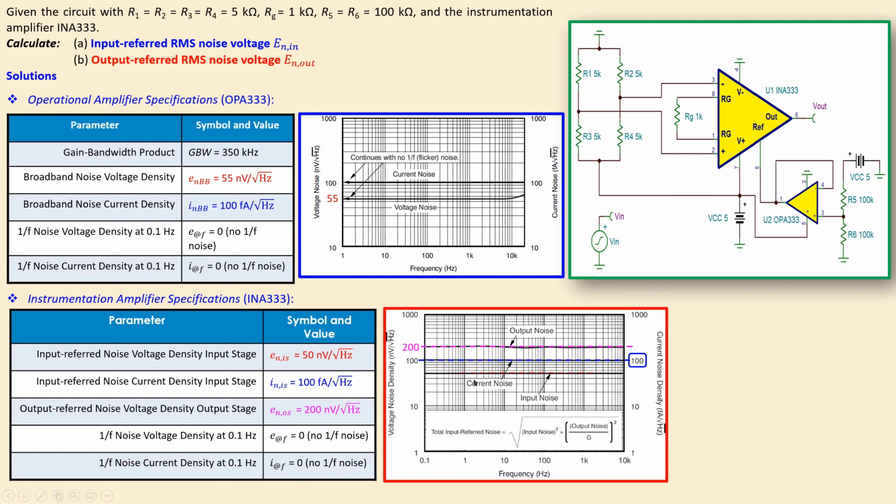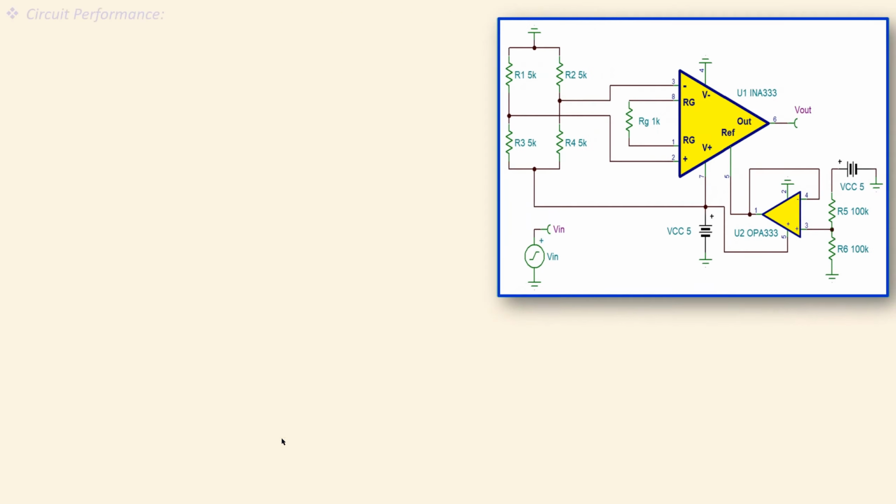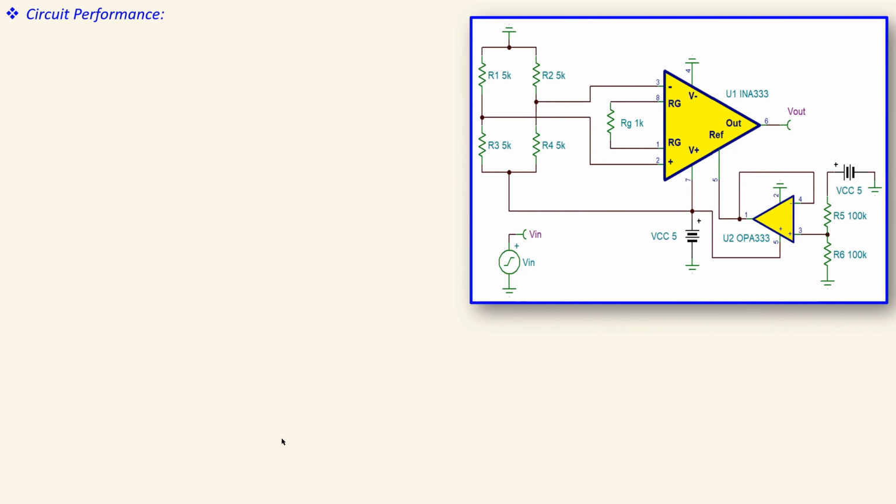And you also have the input noise voltage, which is 50 nanovolts per root hertz. We can of course determine that from this graph, and I have just placed them here for future reference. Okay, now let's move on and look at the circuit performance.